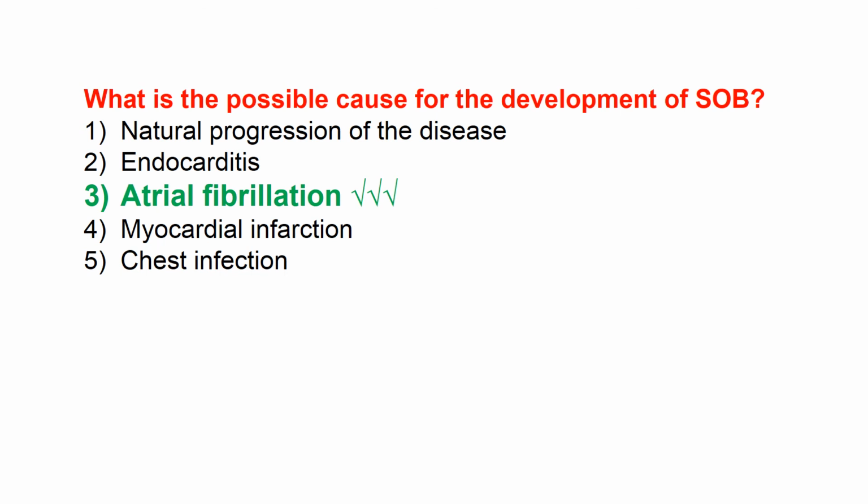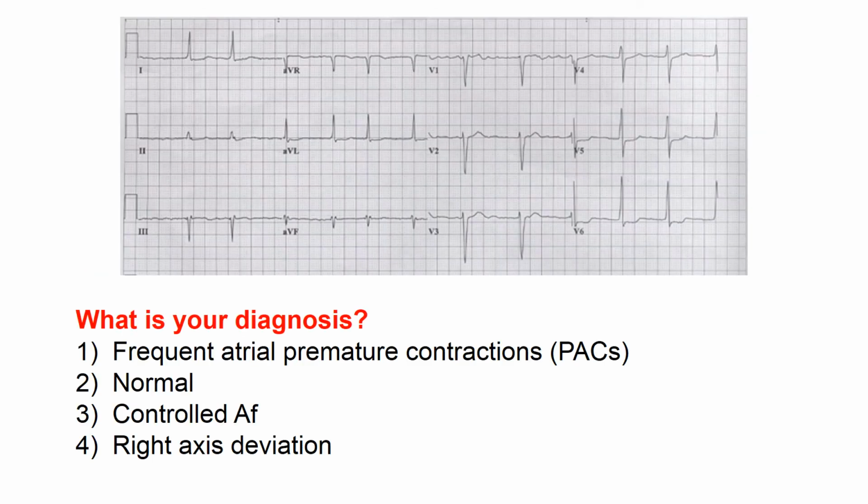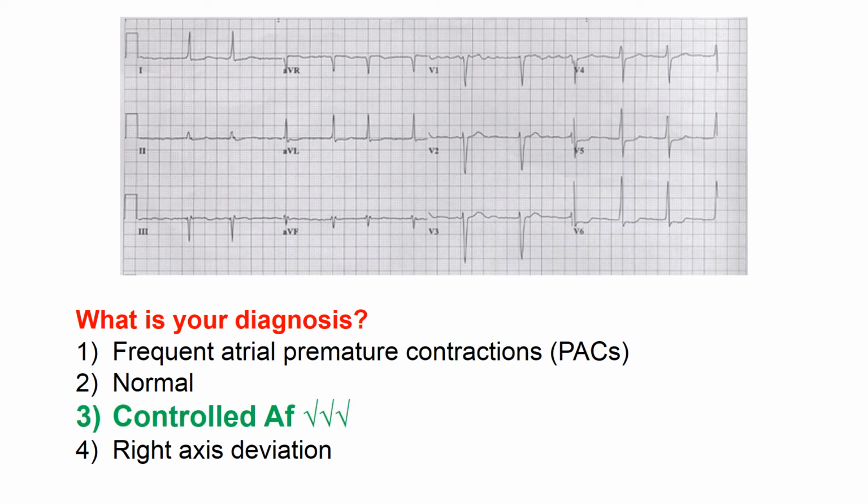The commonest cause is atrial fibrillation, and the patient developed rapid palpitation. When you take a look at this electrocardiogram, what is your diagnosis? Is it frequent atrial premature contractions? Or is this electrocardiogram normal? Or does the patient have controlled atrial fibrillation? Or does the patient have right axis deviation? As you can see in the electrocardiogram, the proper diagnosis is controlled atrial fibrillation.